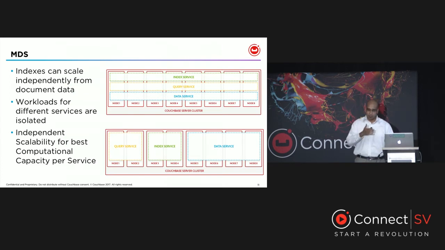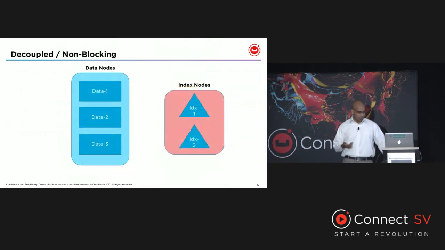For example, the way our genesis has happened, we started with KV, we had query, and then GSI came in. This MDS actually gives us the ability to keep on adding new features to our existing value prop. So how is that possible? Let's take a simple example.